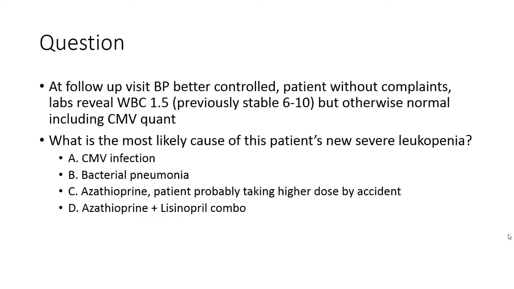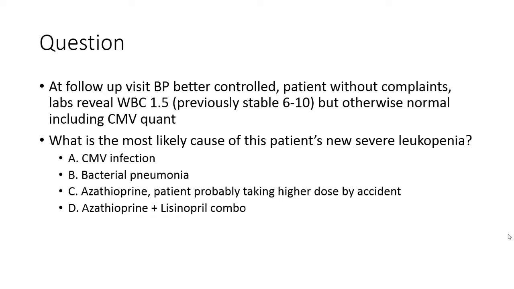She doesn't have any complaints. Her white count is 1.5; it had previously been stable at 6 to 10 on her current regimen, and the rest of her labs are normal, including her recent CMV quant done in this set of labs. So what do you think is the most likely cause of this patient's new severe leukopenia? Do you think it's a CMV infection, a bacterial pneumonia, azathioprine? She's probably just taking too high a dose, and that's why her white count is suppressed. Or do you think it's the azathioprine plus lisinopril combo? Anyone want to guess?